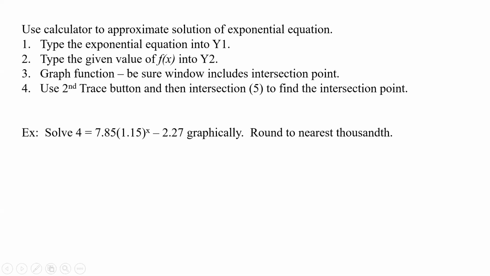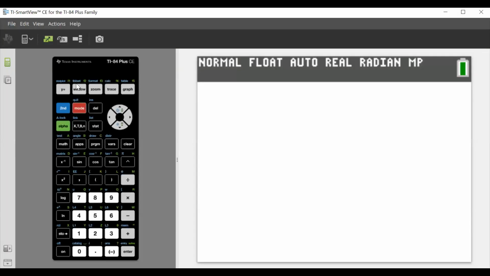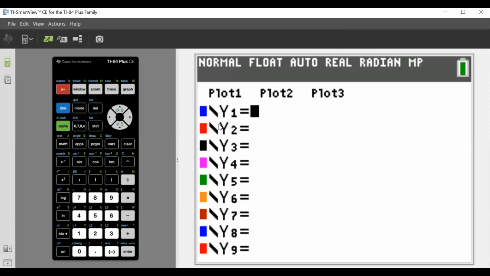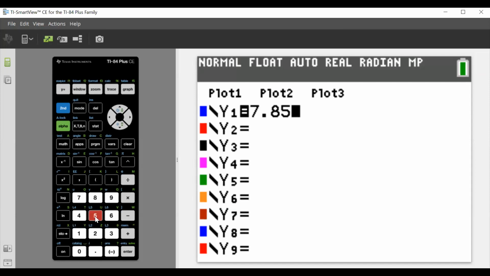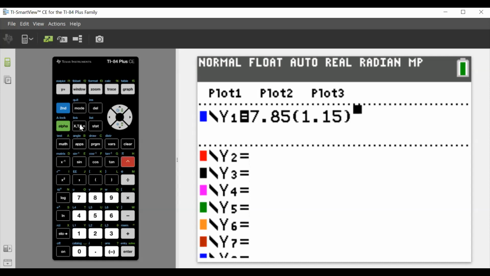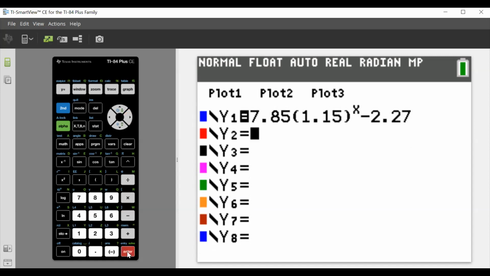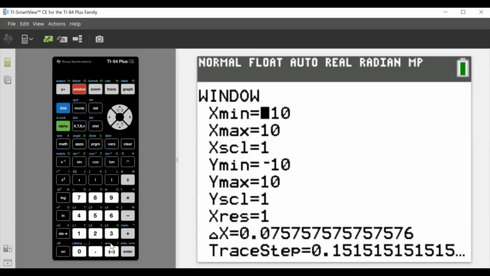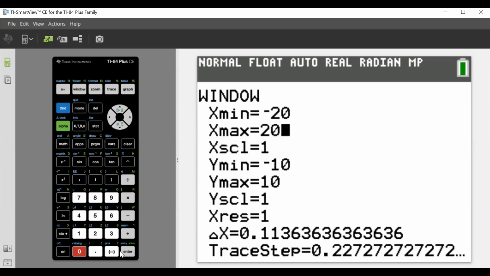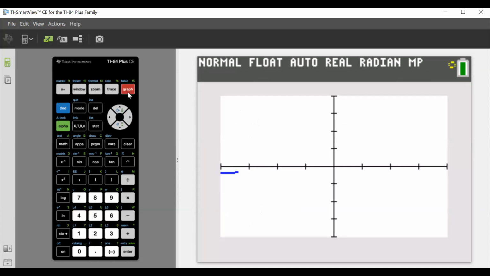All right, so let's go to our calculator and show you how this works. We plug into y1 the original equation. So that was 7.85 times 1.15 raised to the power x. Now go back down, and then minus 2.27. So that's our y1. And we had it set equal to 4. Now, how's our window going to be? I don't know what it's going to be. So let's maybe go from -20 to 20, maybe by fives, and well, we don't need a minimum of -20, but we can put it in though. So, all right. Now let's look at the graph of that.